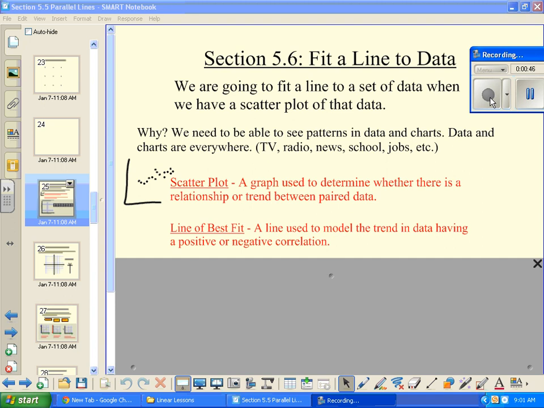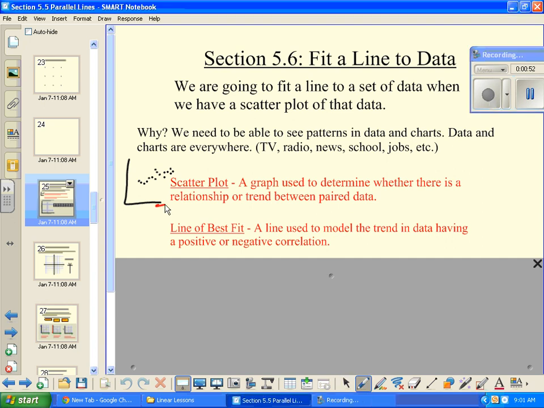What is a scatter plot? Well, just as an old example, here in red is what I want you to write down if you're taking notes along with me. A scatter plot: a graph used to determine whether there is a relationship or trend between paired data. And don't let that phrase paired data scare you. That's just like an ordered pair, like an x coordinate and a y coordinate, for example, 2 comma 3. So paired data is just saying numbers that go together like an ordered pair.